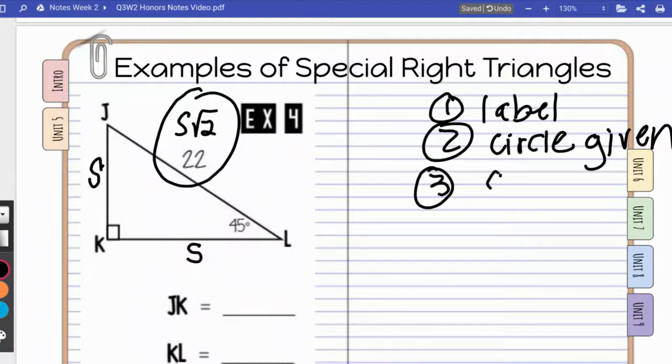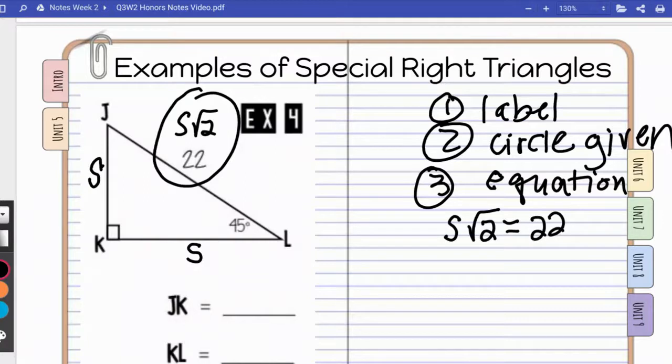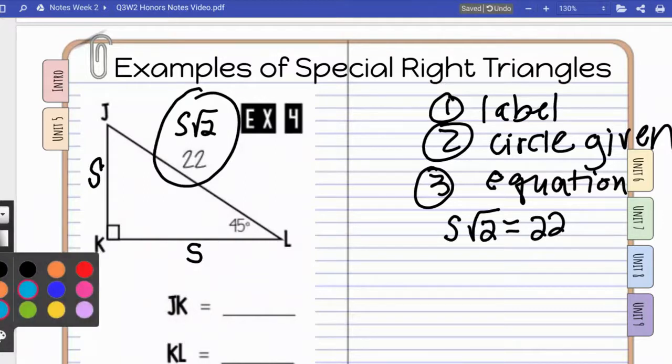Third step, let's set up an equation. In this case, our equation is going to be S square roots of 2 equals 22. Now, step 4, I'm just going to write over here on the side, is to solve this equation. So we need to get S by itself.